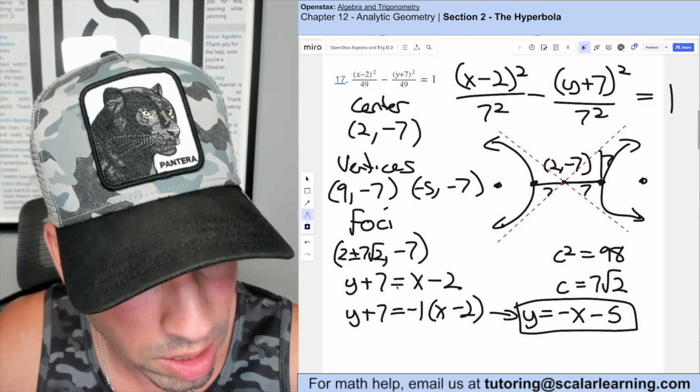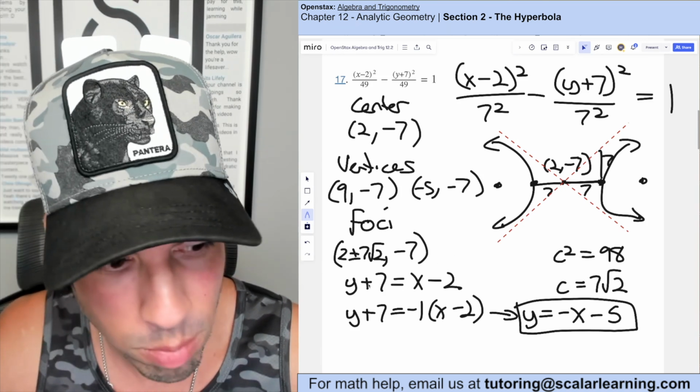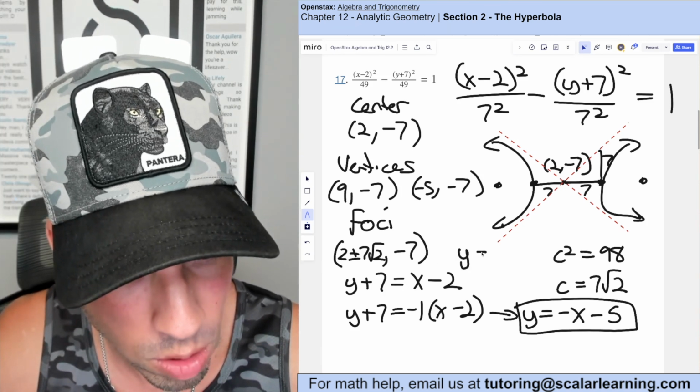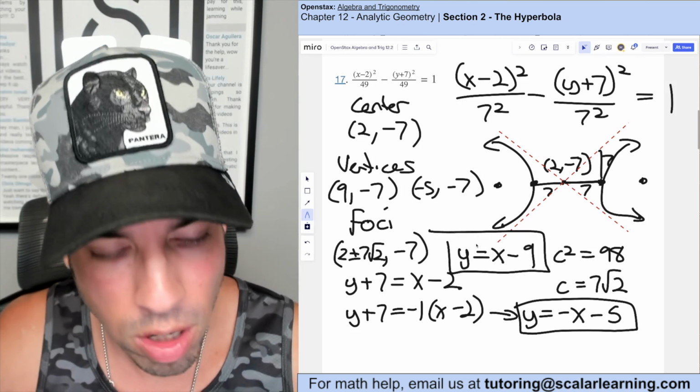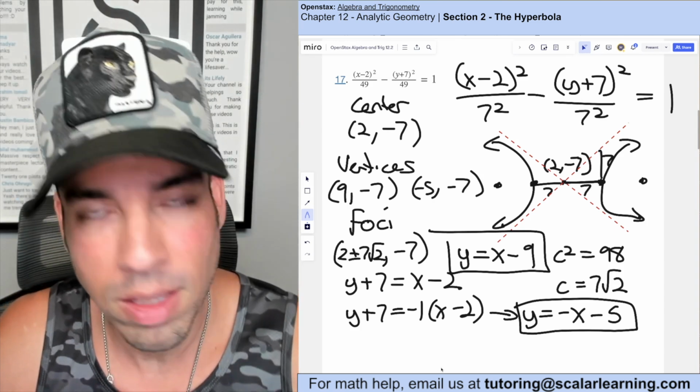The other one is here, that's fine. But just to get it like the back of the book, we're going to subtract 7 from both sides, and we get y is equal to x minus 9. So those are the equations. That's everything. That's how you do it.